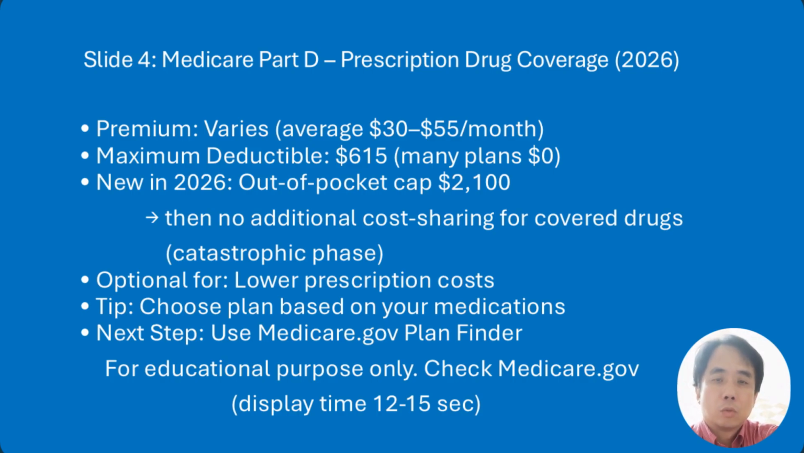Now, costs. In 2026, the maximum Part D deductible is $615. And new in 2026, there is a maximum out-of-pocket cap of $2,100 for prescription drugs. After you reach that level, there is no additional cost sharing for covered drugs in the catastrophic phase. These are the latest numbers. Finally, one important note. For Part D, whether your medications are covered correctly depends on the specific plan and region. That part is reviewed later based on your medications. That's what you need to know.